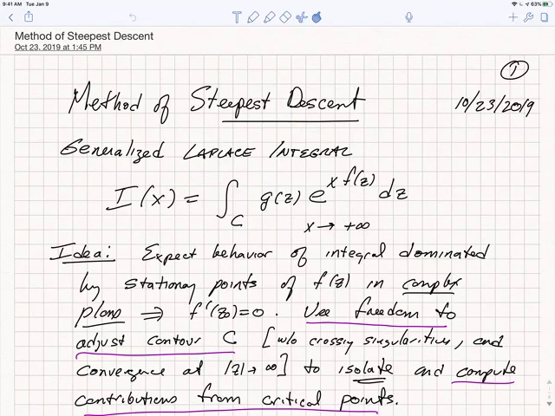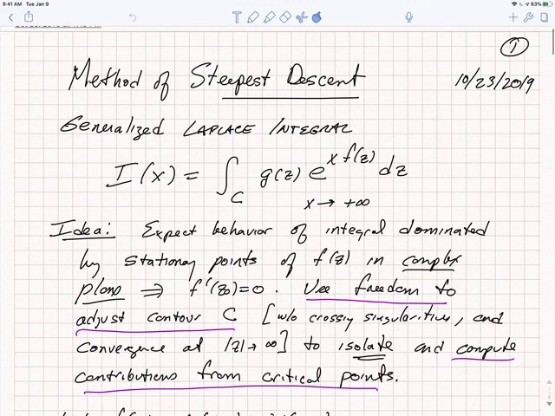Hi class. I'd like to finish our discussion of the asymptotic evaluation of integrals by considering the method of steepest descent. Last time we discussed the method of stationary phase, which had to do with using the critical points of oscillatory integrals to determine the leading asymptotic behavior. And we pointed out that it's actually rather difficult to improve on the leading approximation, and we needed a more powerful method if we wanted to understand what was going on in greater detail. The method of steepest descent, which we discuss here, is that more powerful method.